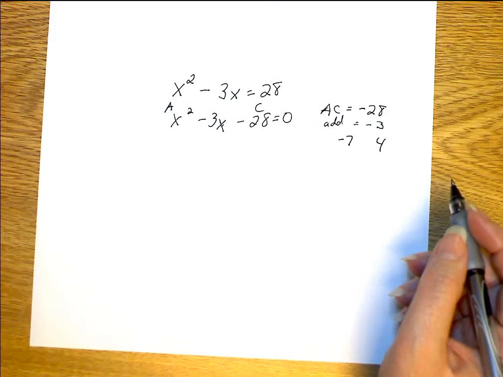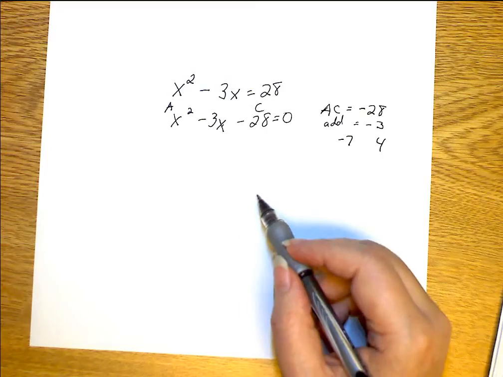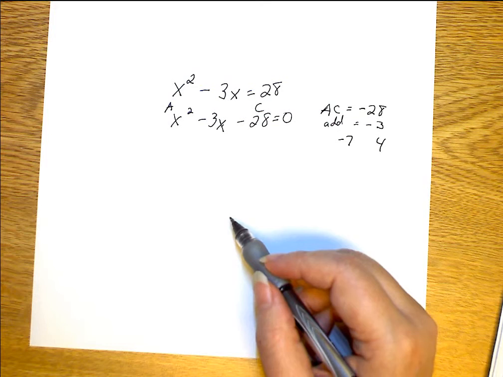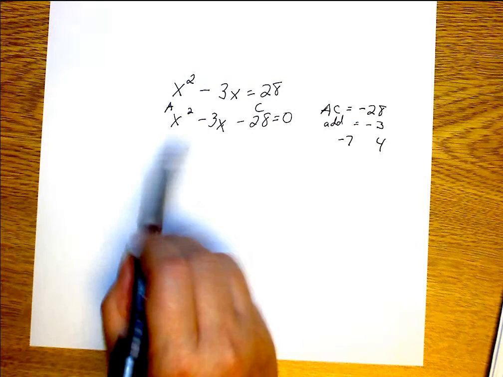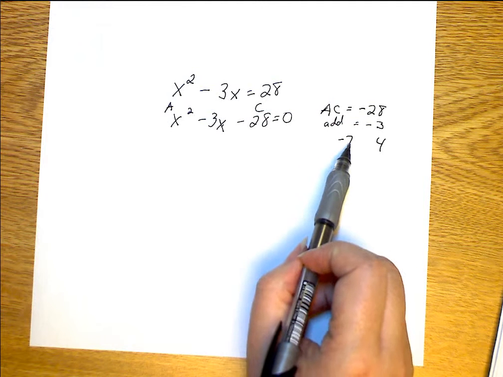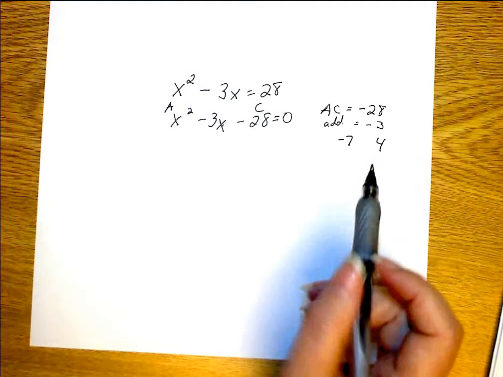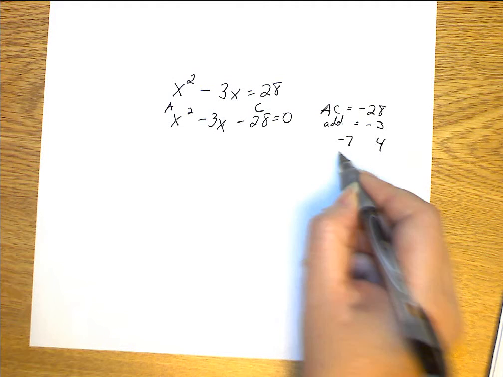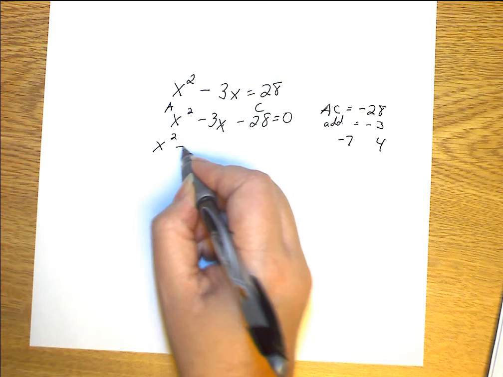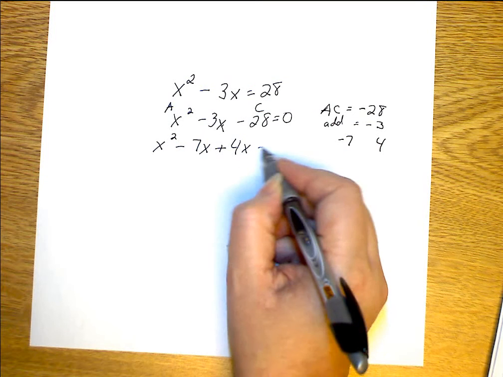If you still need to factor, I'm going to do it the long way, but I am going to be jumping to the short way really soon. You guys need to be able to jump. If A is 1, I should be able to say x minus 7 times x plus 4. But just in case you're not there yet, I'll do it one last time. You rewrite this: x squared minus 7x plus 4x minus 28.